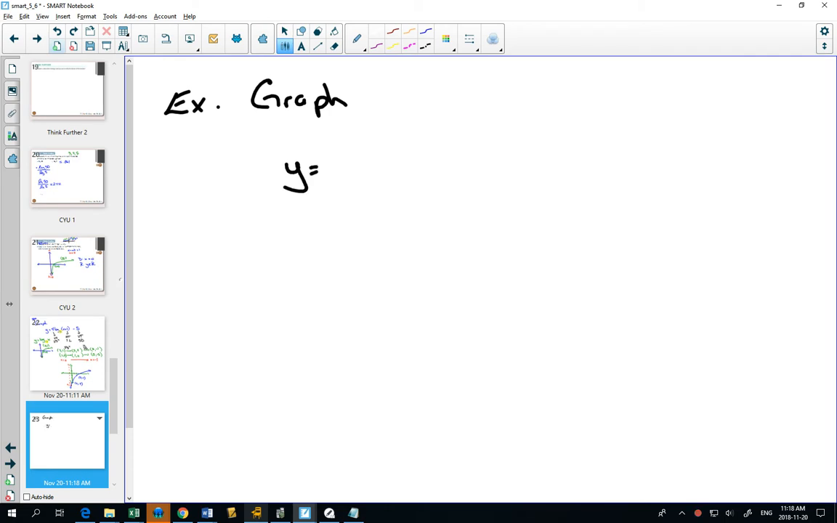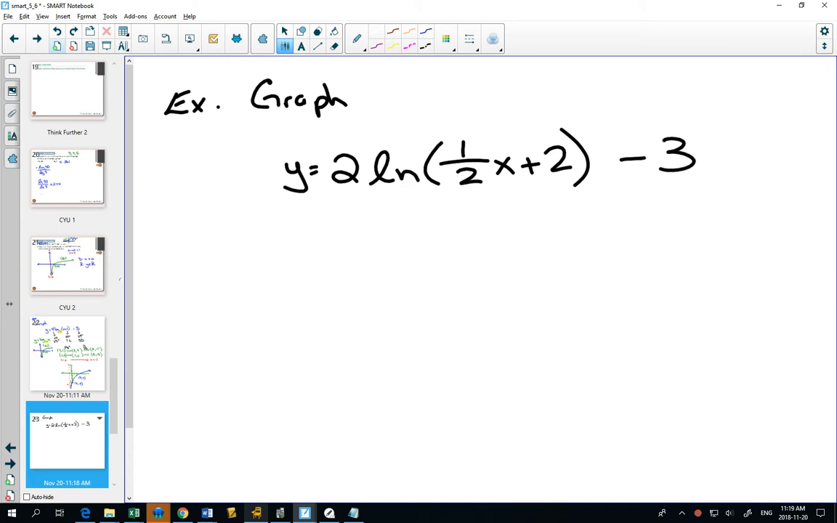Graph y equals 2 natural log. How complicated do you want? Oh, let's pull out everything. Let's do natural log. Let's have a fraction, right? Here we go. Everything combined. So first of all, you need to recognize the parent graph. What's the parent graph here?